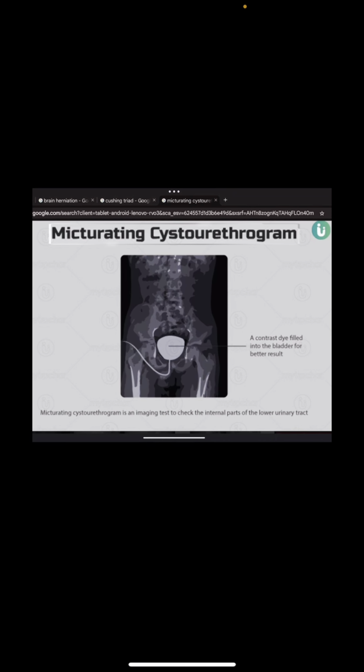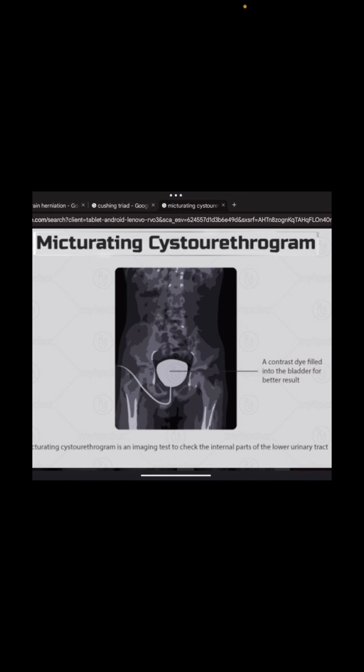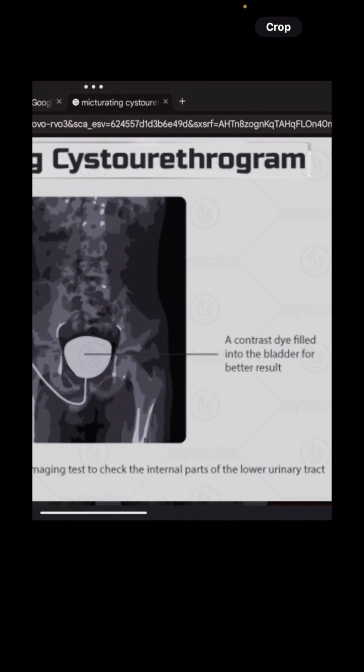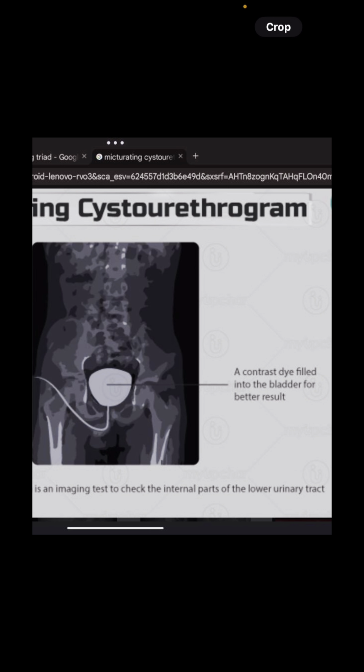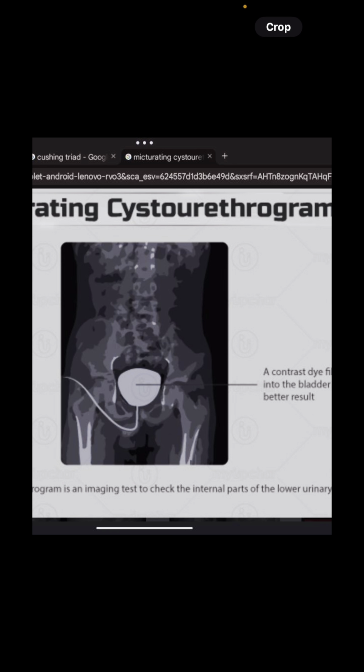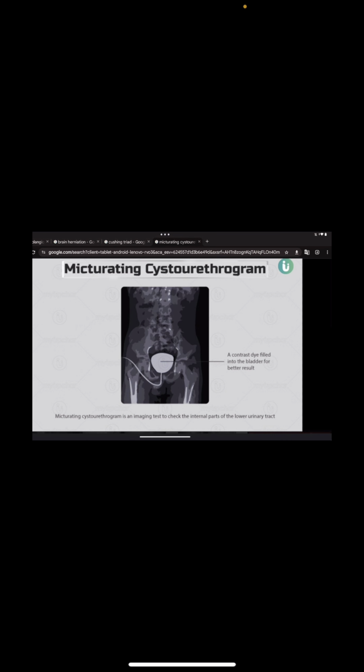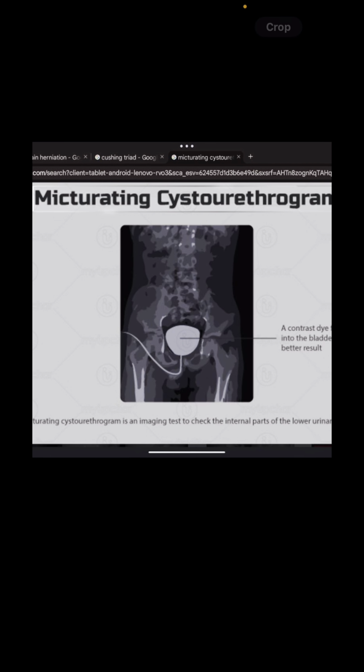Next is the picture showing micturating cystourethrogram, in which a contrast dye is filled into the bladder for better results. So we will come to know how the urine is flowing through. If there is any injury, we will come to know through the contrast, as the contrast will start to leak out.